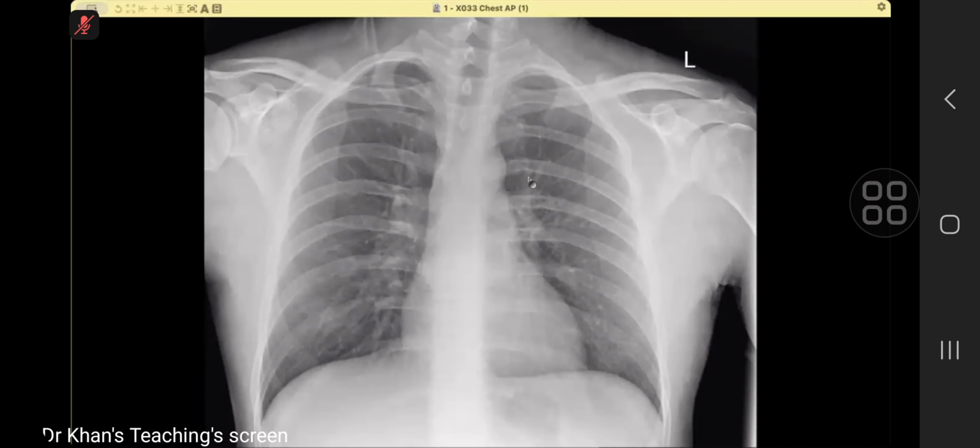So this is a 34-year-old male, came with fever and cough to the A&E, and they wanted to rule out any pneumonia. So a chest X-ray was performed. Over to you.